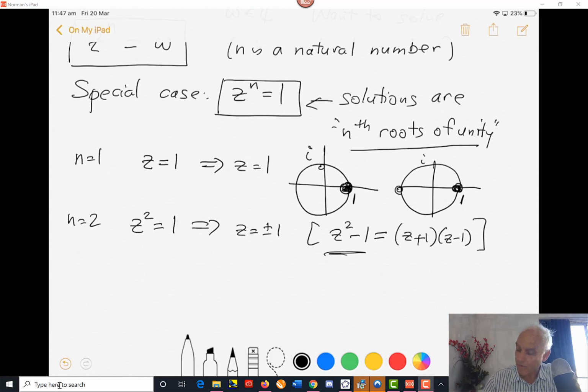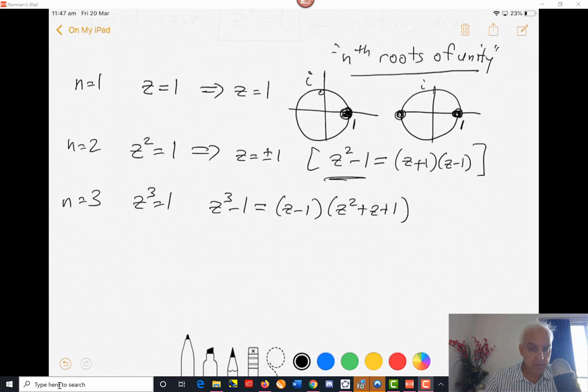Okay, how about when n equals 3? Now we're talking about z cubed equals 1. Now, that's a little bit trickier. So how would we solve that? Well, if we wanted to look at the high school kind of approach, we might think about trying to factor it. And one factor is pretty easy. We can extract a z minus 1 from that. And then the remaining factor is z squared plus z plus 1, which you can verify by just expanding out.